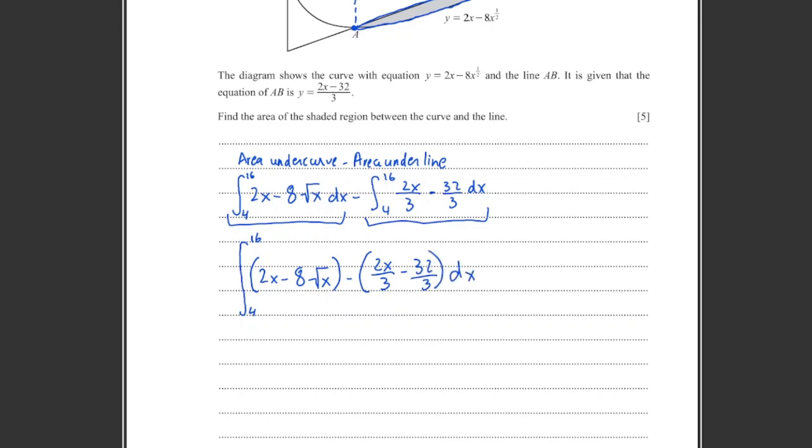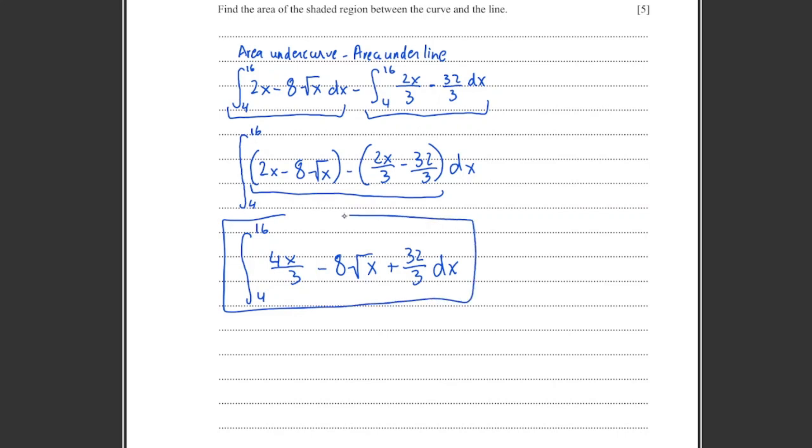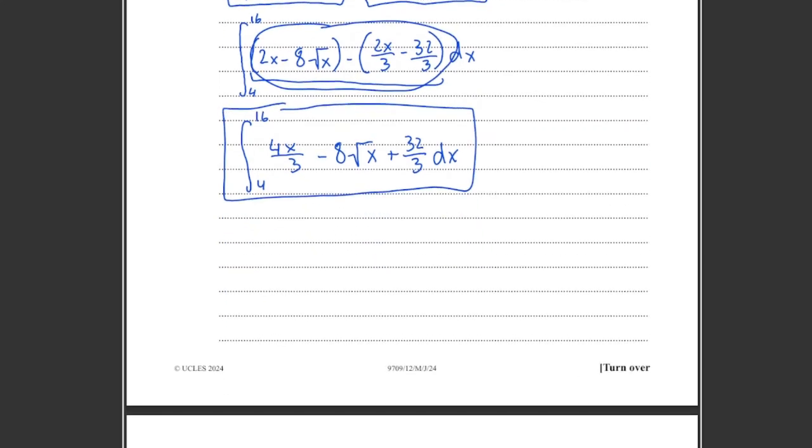Now I want you to solve these integrals and simplify this algebra, and when you do that, you should get an answer of 4x over 3 minus 8 under root x plus 32 over 3 dx. This is the integral you're going to get after you simplify this entire bracket over here. Now we can integrate this stuff.